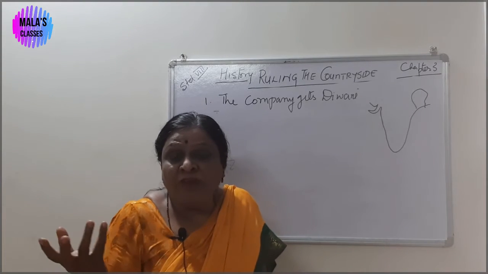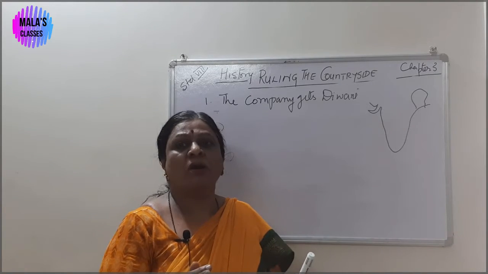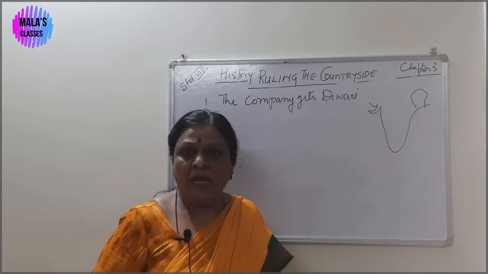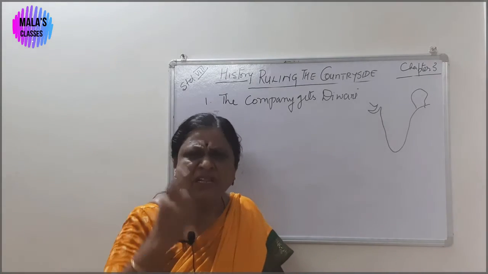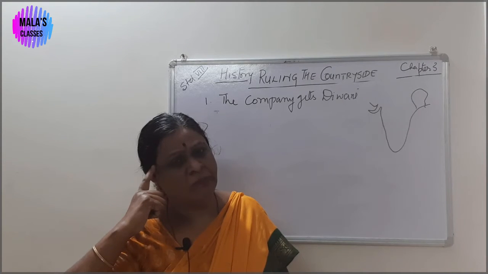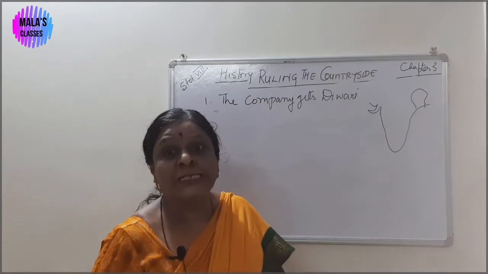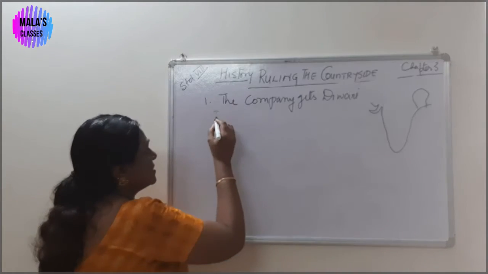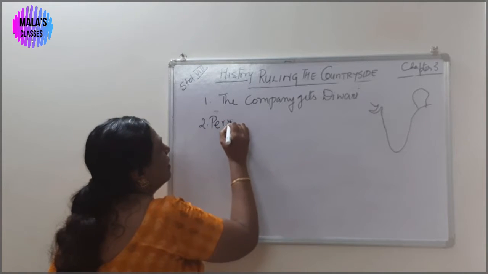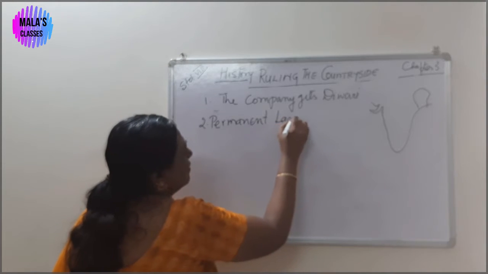Okay, now how to divide it? Because there are some people who have lots of lands, some who have small lands, some who have medium, the area of land. How to collect revenue? Then the Britishers started thinking, what to do? How to collect revenue? Under Cornwallis, they came with a system called the permanent land revenue.